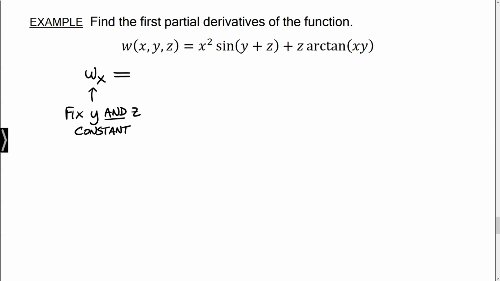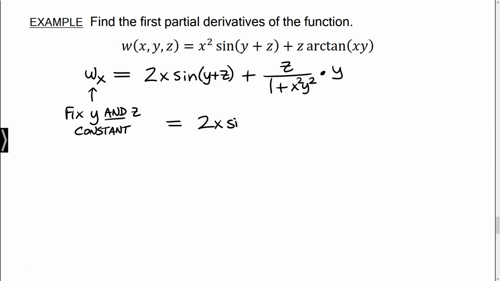So that would give me now the x squared sine of y plus z. The sine of y plus z is all a constant. So this is just 2x sine of y plus z, plus, now the z is a constant, so I do get z over, now the arctangent would be 1 over whatever's inside squared, so 1 plus x squared y squared, but then I have to multiply by the derivative of what's inside, which would be y, so times y. So altogether I would get 2x sine of y plus z plus yz over 1 plus x squared y squared.